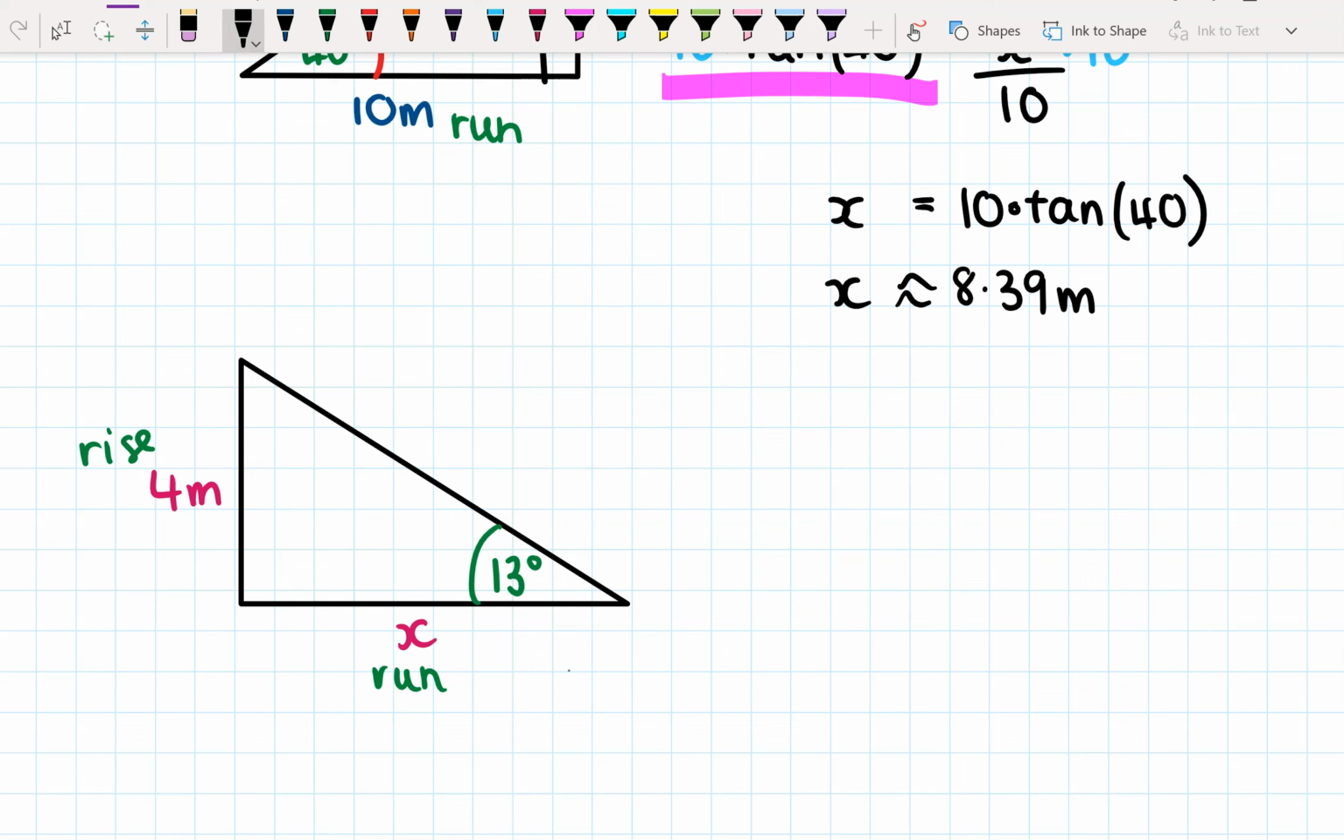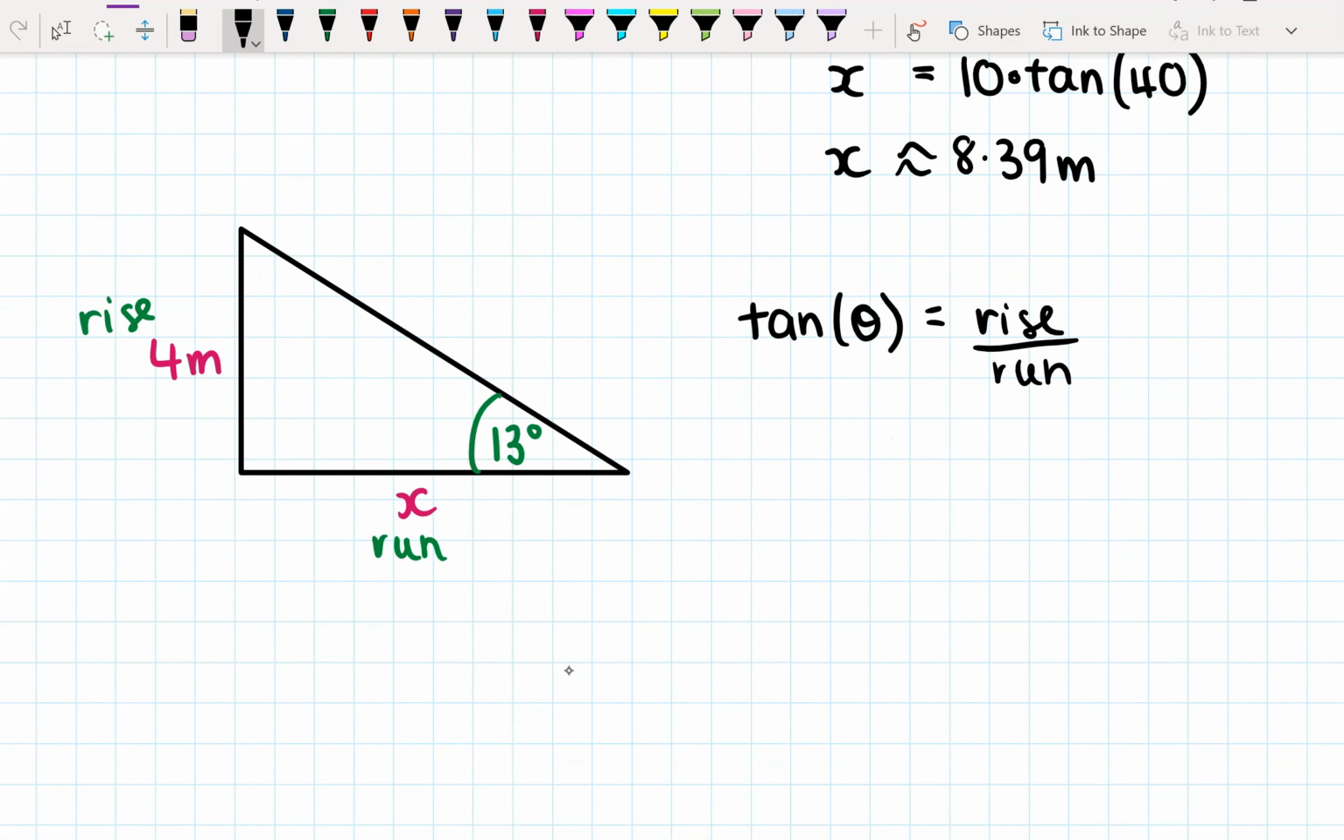Okay, always start with the formula. So the tan of theta is equal to the rise over the run. All right, in this case, theta, our angle is 13 degrees. So we're going to put that in, the tan, whoops, my pen's not working. There we go. The tan of 13 is equal to the rise, which is here 4, over the run, which is x.